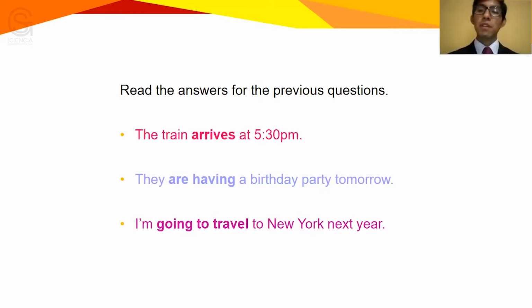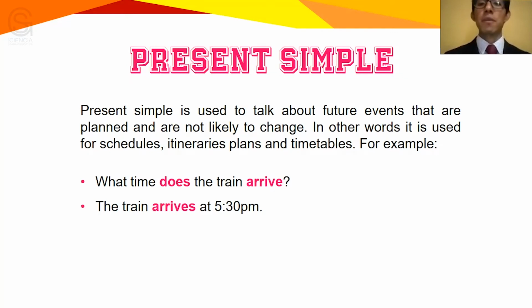Now, let's talk more about this grammar structure. Let's check it more in depth. Now, let's talk about present simple. Present simple is used to talk about future events that are planned and are not likely to change. In other words, it is used for schedules, itineraries, plans, and timetables. For example, what time does the train arrive? The train arrives at 5:30 p.m. As you can see, what we have here is a scheduled event.